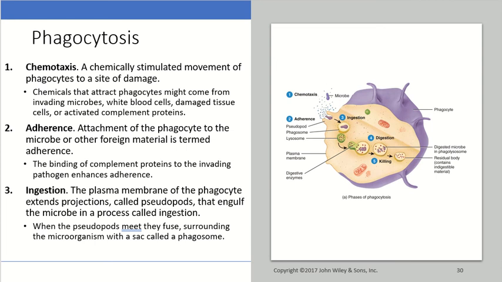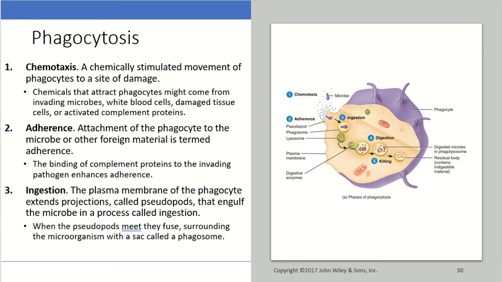So adhesion is our second step, and this is going to occur when attachment of the phagocyte to that microbe or other foreign material occurs. So the binding of our complement proteins to an invading pathogen is going to result in an enhancement of this adherence.